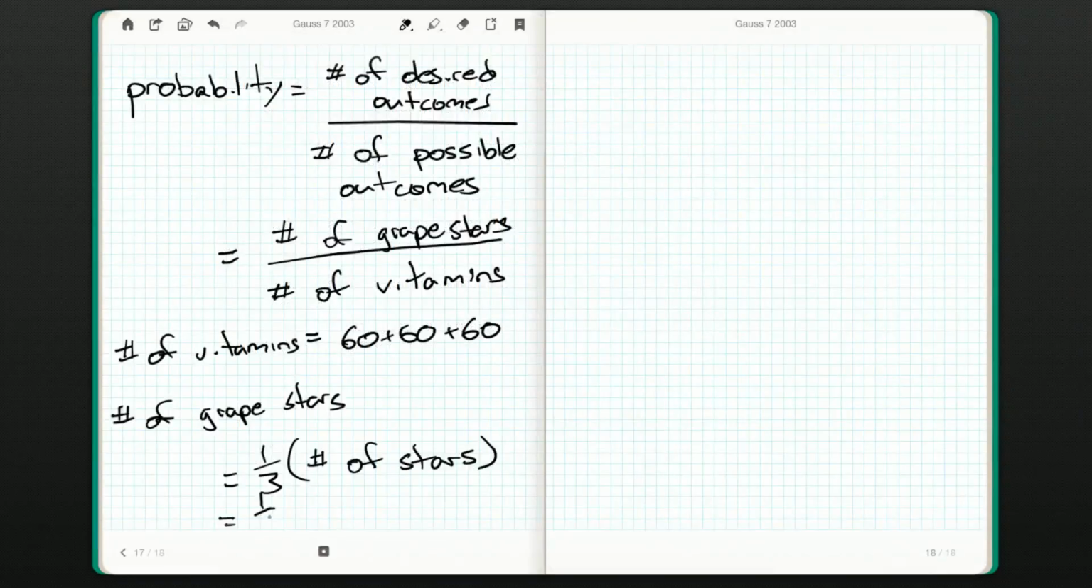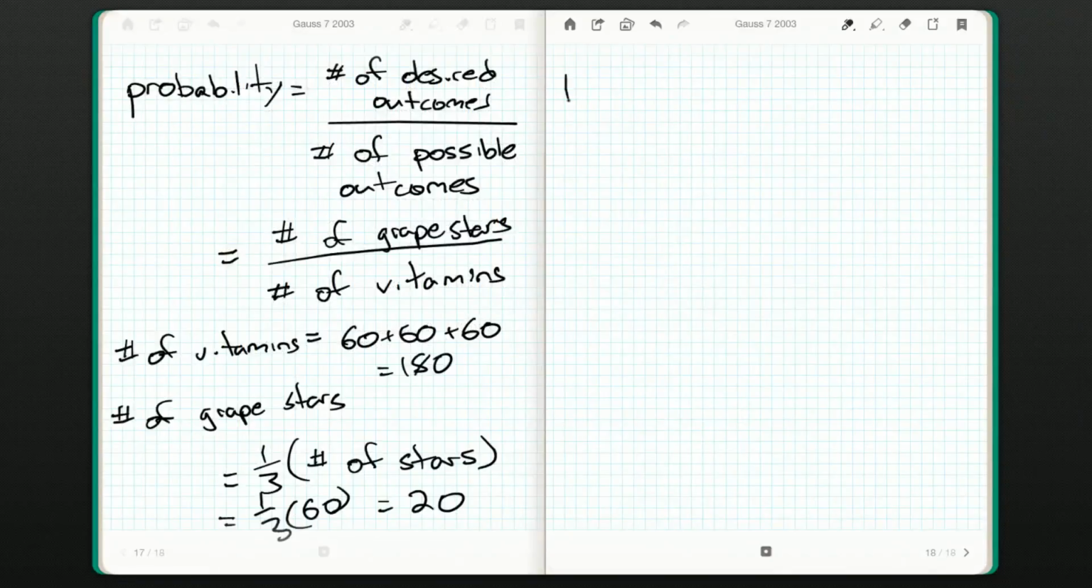So a third of the number of stars gives us the grape stars. But how many stars are there? We're told in the question. 60. So 1/3 times 60, that's 20. So our probability is the number of desired outcomes, the number of grape stars, that's 20, over the total number of possible outcomes, and that's the number of vitamins.